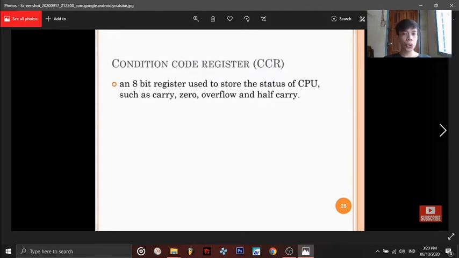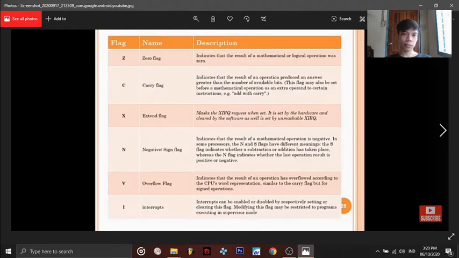Condition code register. An 8-bit register used to store the status of the CPU, such as carry, zero, overflow, and half carry. So this is the flag name and description. Z, zero flag, indicates the result of a mathematical or logical operation was 0. C, carry flag, indicates the result of the operation produced an answer greater than the number of available bits. This flag may also be set before a mathematical operation as an extra operand to certain instructions.